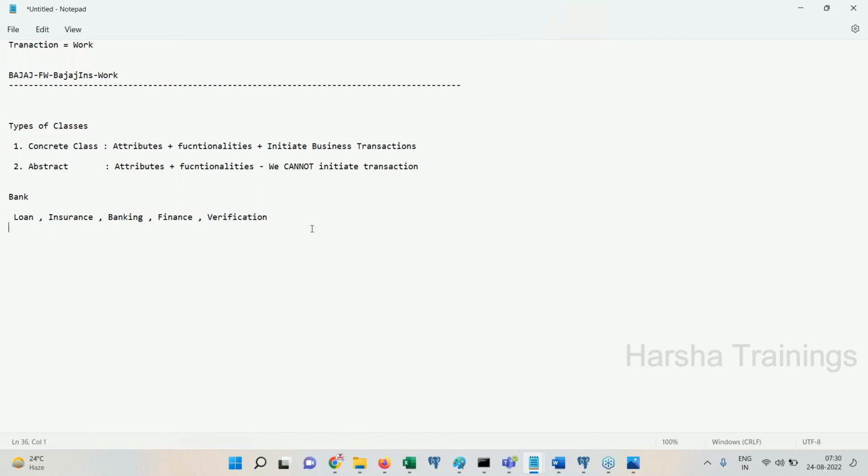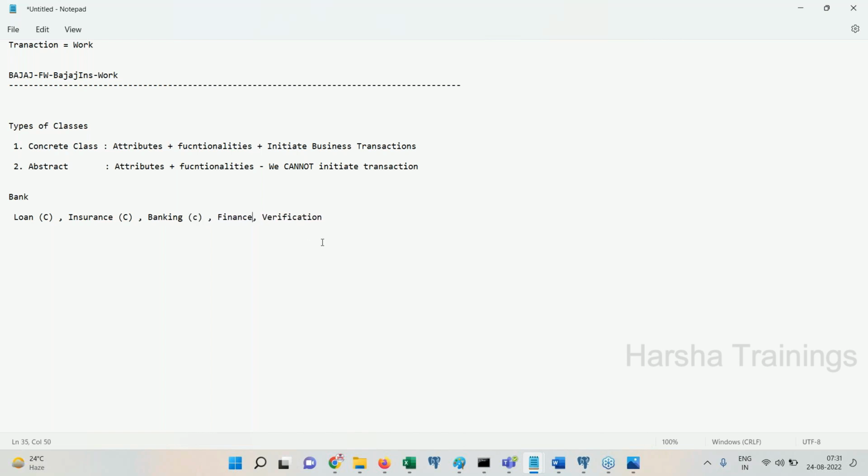Out of all these, in the loan department, meaning the loan class, we will be initializing business transactions. So what do you say, is loan concrete or abstract? Loan is concrete, because we can initialize a loan transaction, right? And what about the insurance department? Concrete or abstract? This is also concrete. What about banking? These are also bank transactions, concrete.